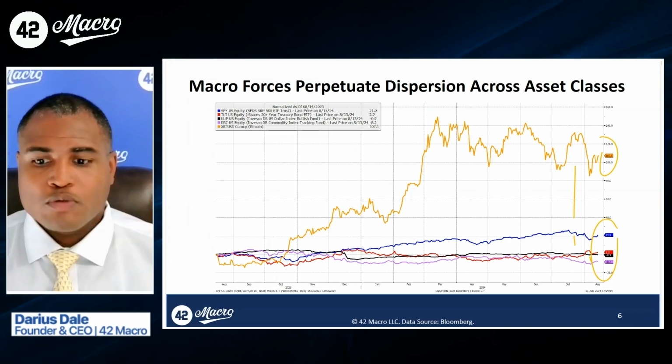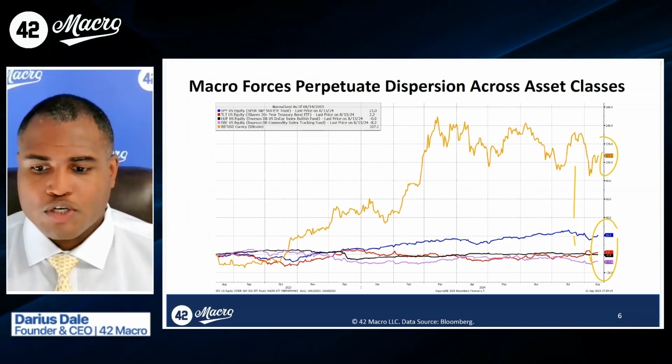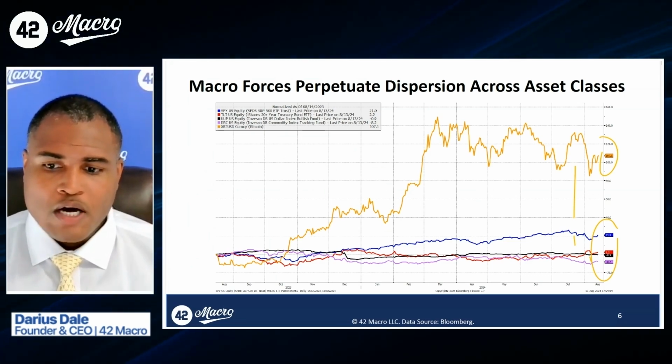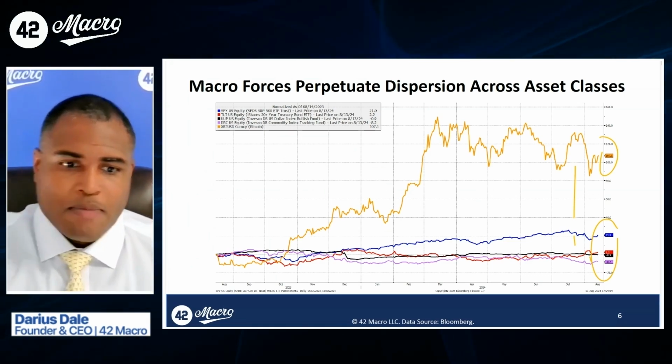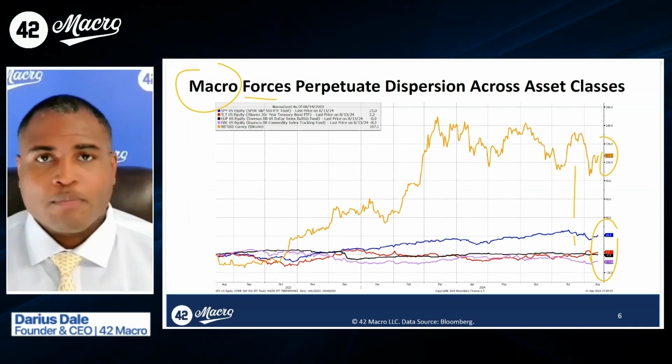So the reason those returns are different, obviously these are different asset classes, but what causes those returns to be different and what puts what asset at the top of the leaderboard or the bottom of the leaderboard, that's macro. And we'll talk about what those macro forces are as we move throughout the presentation.